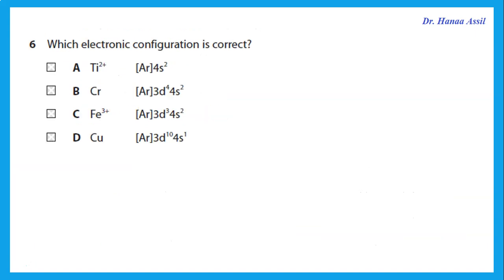Okay, which electronic configuration is correct? You should be familiar with electronic configurations of transition metals. Titanium, for example, is 22. Titanium 2+ would have 20 electrons. And remember, when we remove electrons, we remove them from the 4s. So instead of having 4s2 3d2, it now has only 3d2. So what he has there is wrong.